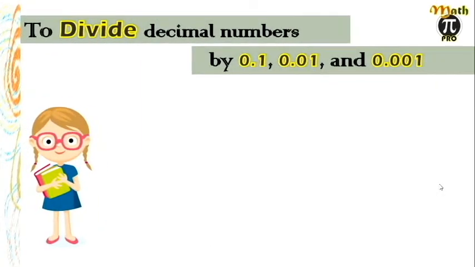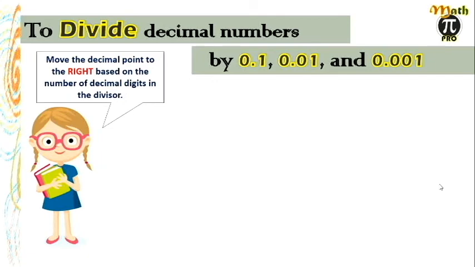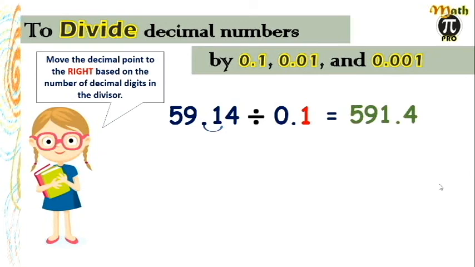Then, when we want to divide decimal numbers by tenths, hundredths, and thousandths, we have to move the decimal point to the right, this time based on the number of decimal digits in the divisor. Let's have an example. So in this given, our divisor has one decimal digit. So that means we will move the decimal point to the right one place. So the answer is 591 and 4 tenths.